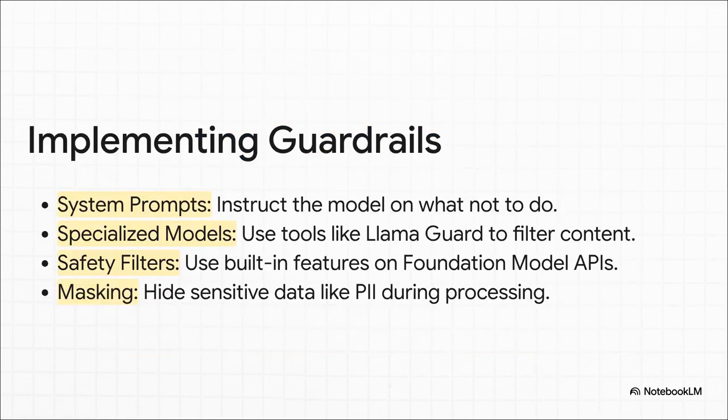And critically, we build in safety. For a production app, guardrails are completely non-negotiable. This could be as simple as telling the model what not to talk about, or it could be more advanced, like using specialized models to filter out harmful content, or using masking techniques to protect private user data.